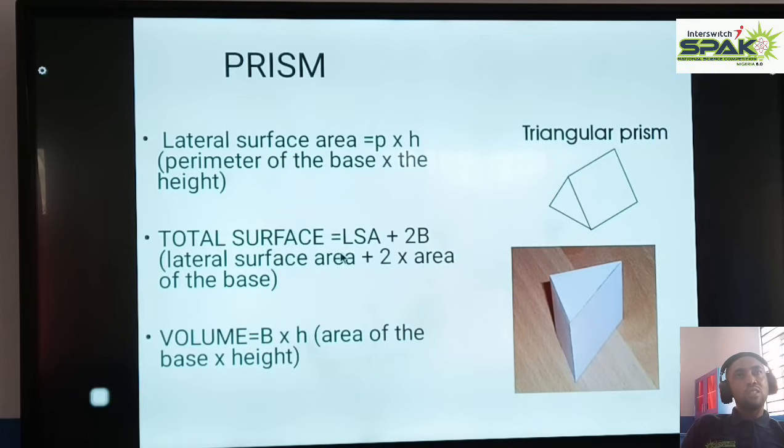So to find the total surface area, you have the lateral surface area plus 2 times the area of the base. So that is the formula to find the lateral surface area. Don't forget, the lateral surface area is also known as the curved surface area. And the volume of a prism is the area of the base times height. So that gives the volume of the prism.